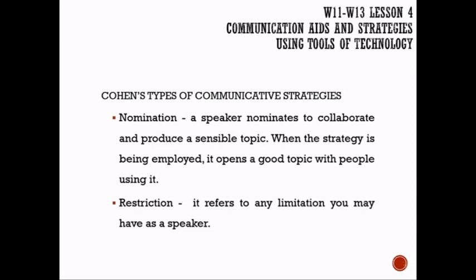Next, we have restriction. It refers to any limitation you may have as a speaker. Let's say in that discussion about communicative strategies, you are to strictly use English. Well, being a member of that discussion, perhaps you have difficulty in using the language, so you have difficulty in understanding and also in using the language. That can be a restriction because that can limit you as a speaker into delivering your point across.